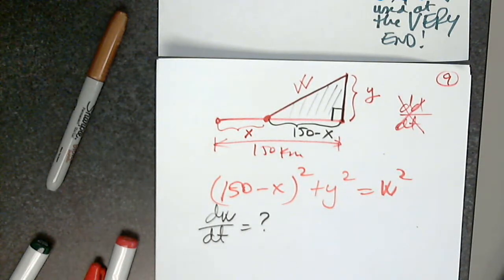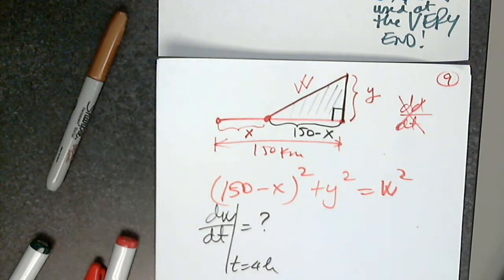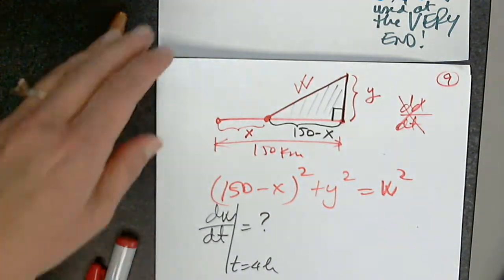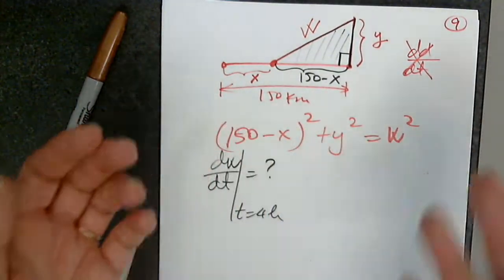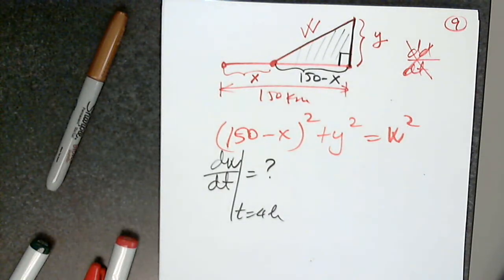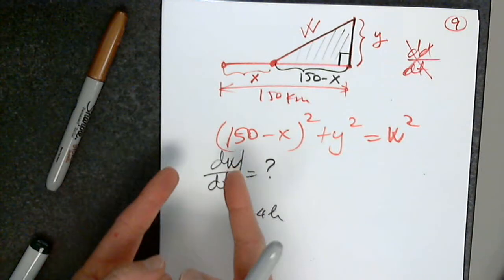That's the question. Yes, when time is 4 hours, but I can't plug that in. I can't use it anywhere yet. Excellent. Good. So I have an expression that includes W, in this case, W squared. How do I find dW over dt?